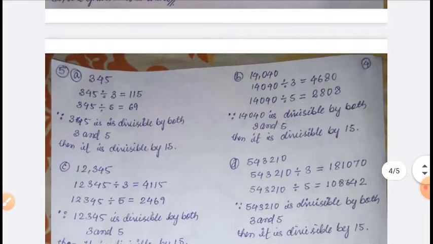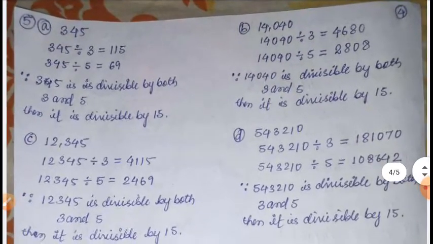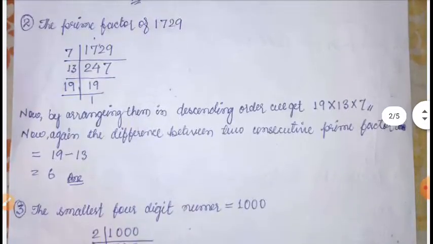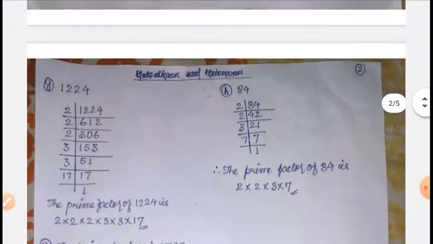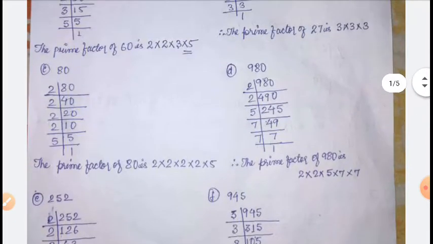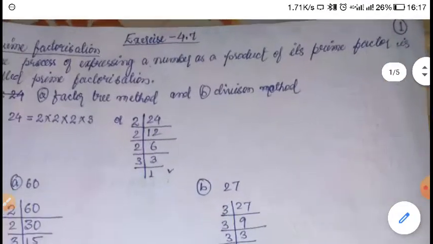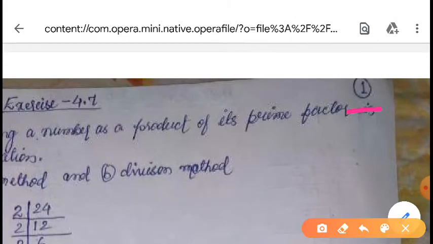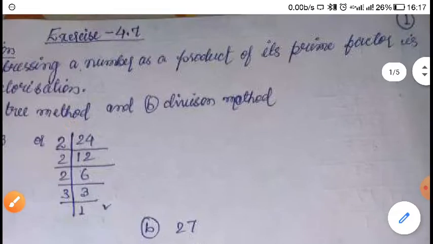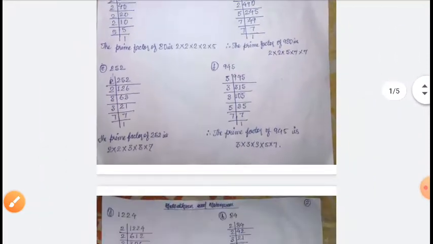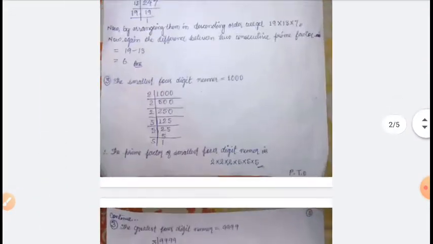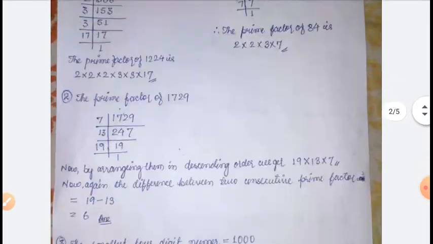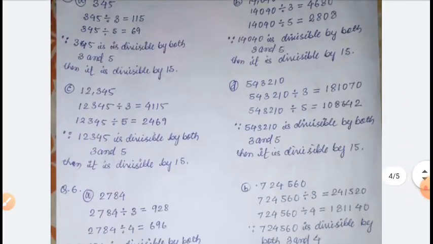Now next, all of you mark that I have given the page number here. In every page I have given the page number, so don't get confused about it. You can see here I have given the page number at the top. Okay, so now we will see question number 4, oh sorry, 5.